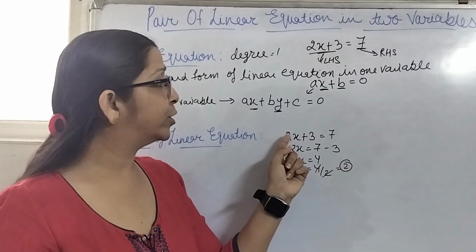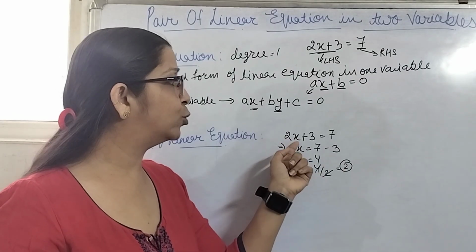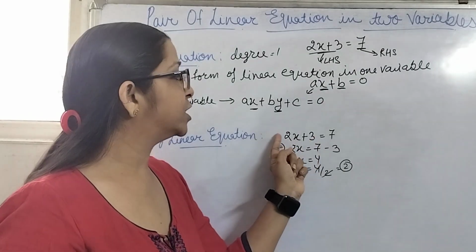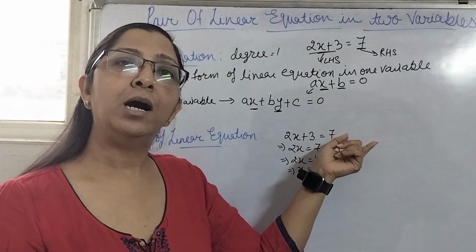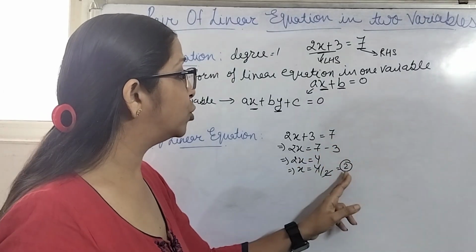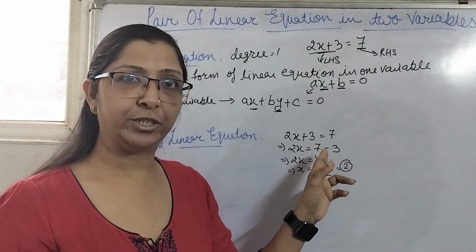That means if we put x equal to 2 in this equation, the LHS will become equal to the RHS. That means 2 is the solution of this equation.